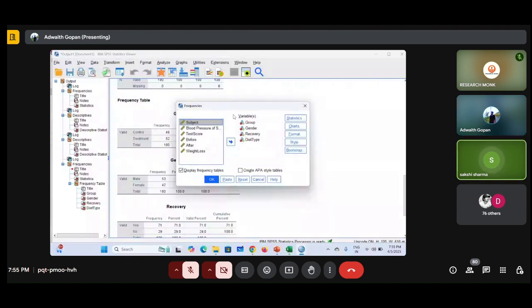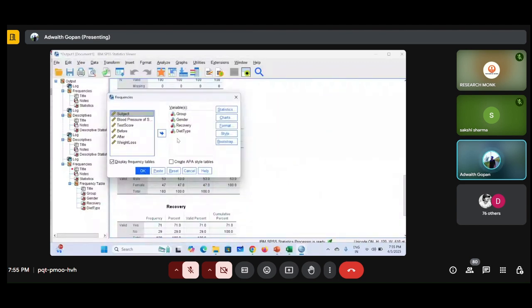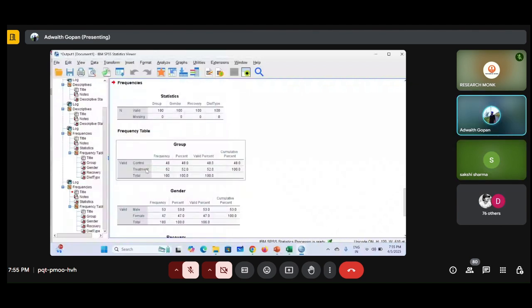Nominal. See, the nominal variables have this triangle-like icon. You can see here, right? In the variables column, you can see that all these variables selected have a triangle-like icon, right? That means they are nominal variables. They will automatically be generated like this.